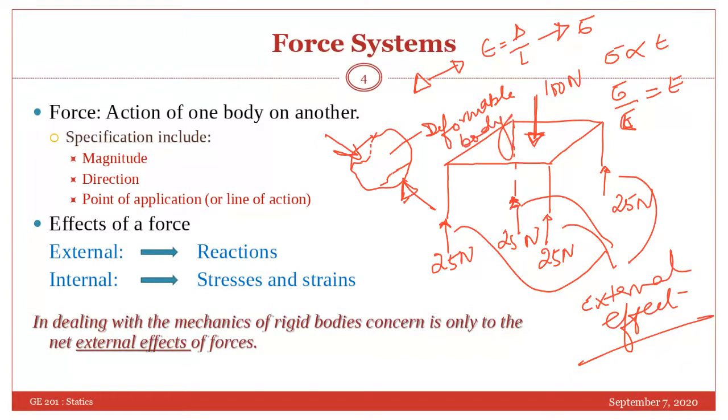For example, if you have a piece of stone and you apply some force on it by your own hand, there is no deformation. No deformation means no strain. No strain means no stress. So this is called the internal effect. This is the stress and strain which is produced inside the body. So the internal effect you can see only in the case of a deformable body. The internal effect you can see only in the deformable body.